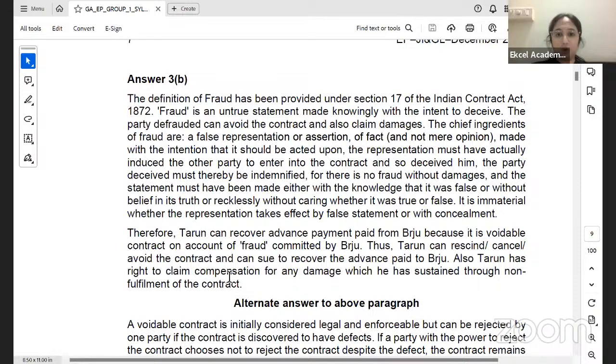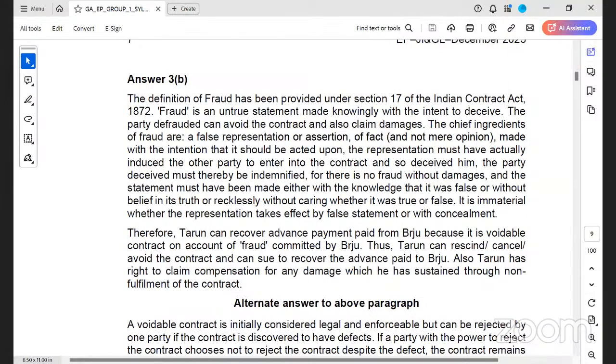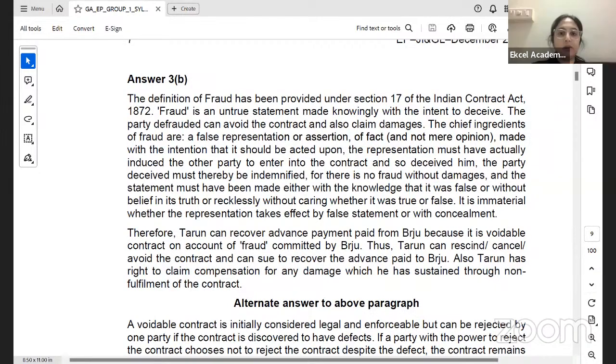But later Tarun comes to know that he does not have any kind of license from the government to sell the chemical. So after that he comes to know, and he talks to Briju, and Briju tries to convince Tarun, telling him, I will get the license, don't worry. But even on the date of delivery, when he was supposed to deliver the goods, he did not get it. So he failed to get it. Now understand the legal provisions, and then try to answer whether he can get back the deposit money.